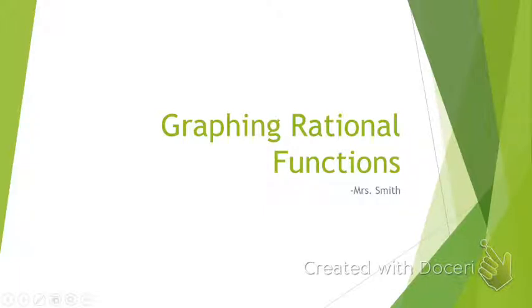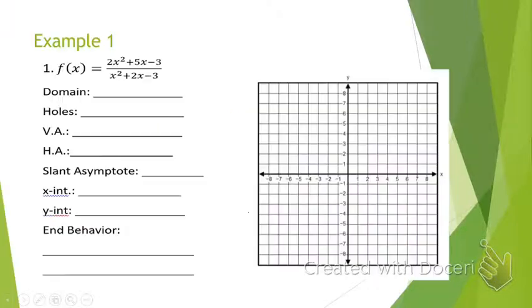Alright, we're going to begin to look at one particular example. This will be part 1, and the other video will be a different graph, and that'll be part 2. So, let's get started with this first example. We have 2x squared plus 5x minus 3 all over x squared plus 2x minus 3. The first thing we need to do is take this function and simplify it.